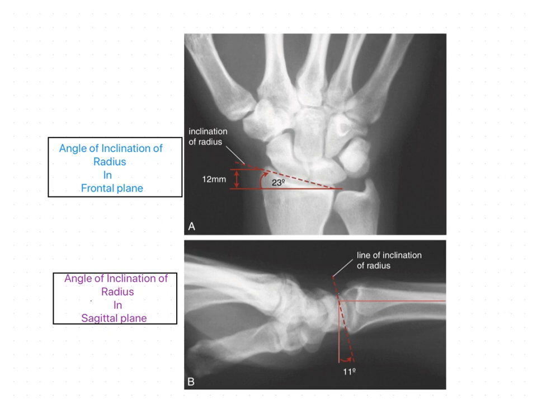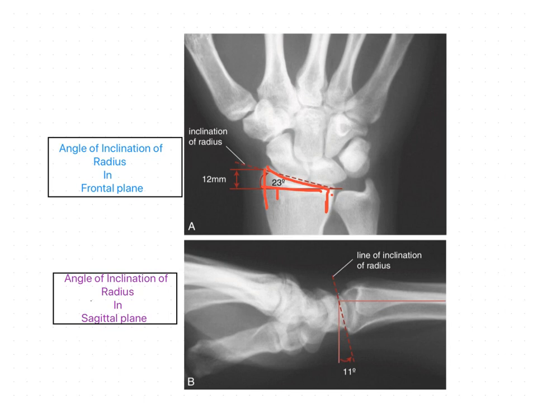How it occurs is because the height of the distal radius, that is the radial length, is 12 millimeters greater on the radial side than the ulnar side. So if you see, this one is the ulnar side of the radius and this one is the radial side. When you compare these two, it is 12 millimeters greater than the ulnar side. So it makes an angle of 23 degrees in the frontal plane.